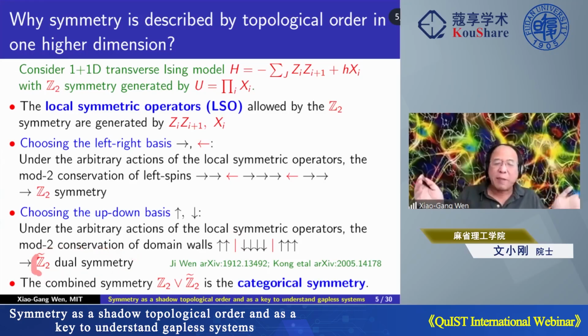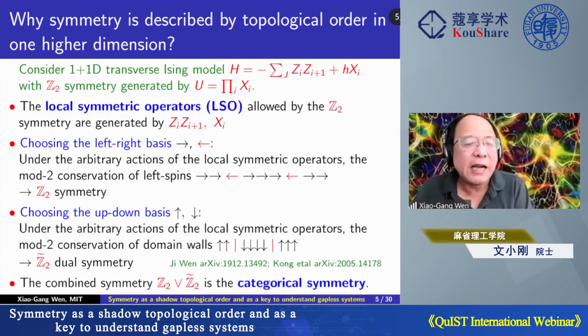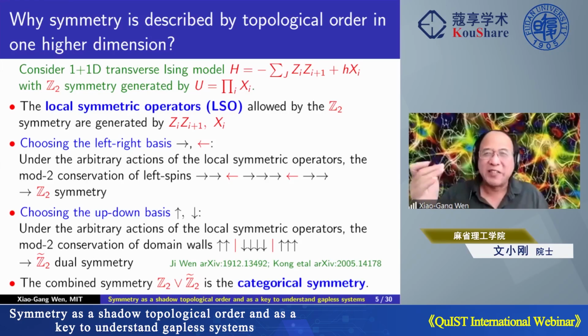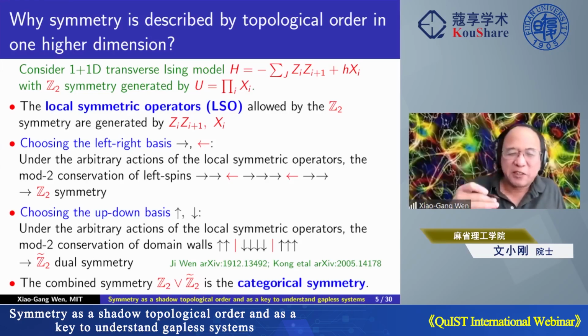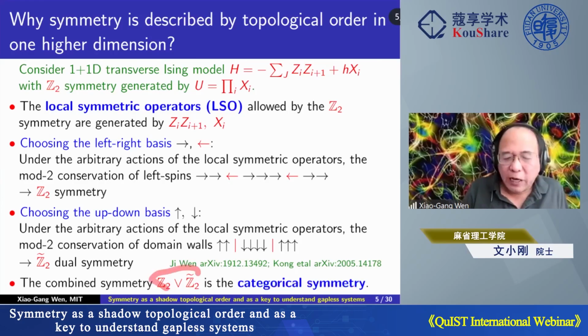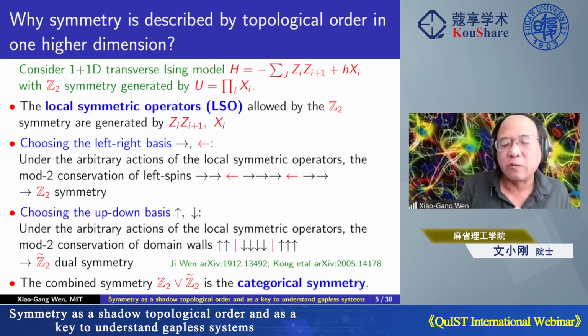So we want to combine these two symmetries together. The combination of the two symmetries is called the categorical symmetry. In some sense, the categorical symmetry is a kind of putting the order parameter and disorder parameter together. So this is the notion of a categorical symmetry. So how do we understand this combined symmetry, or this categorical symmetry, in more detail?